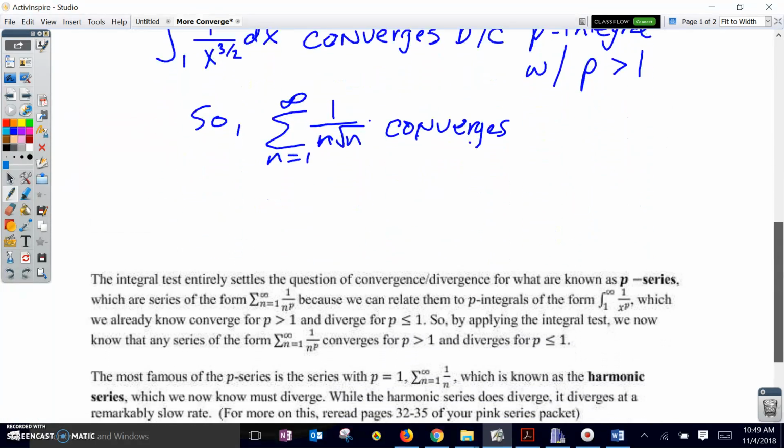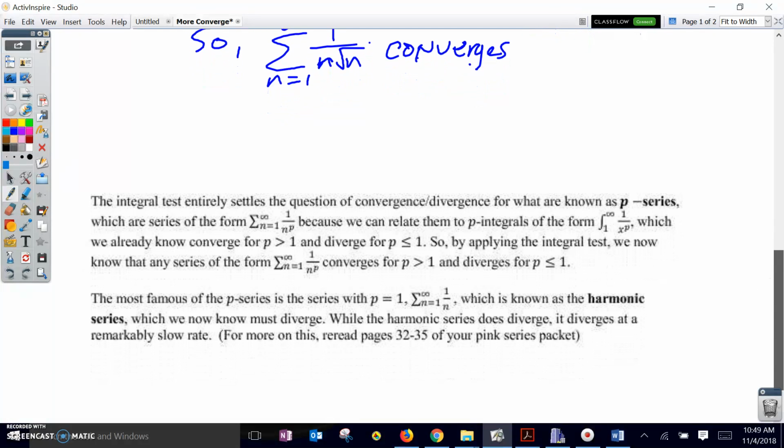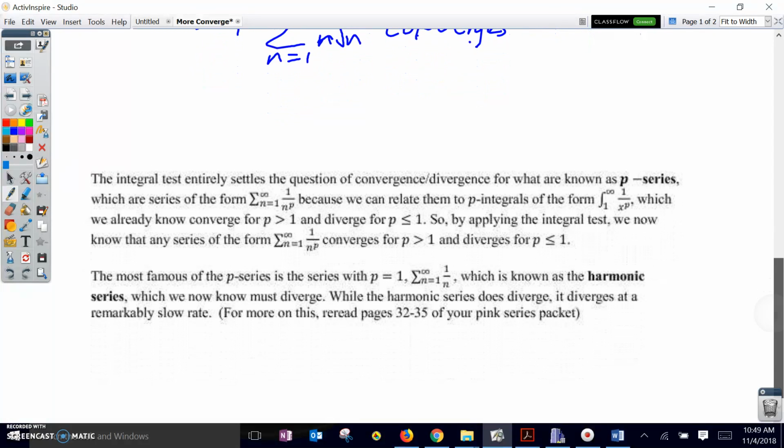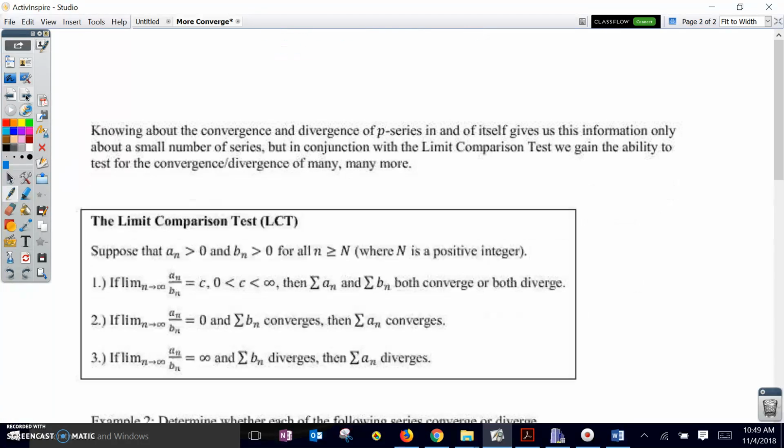There's a quick little note. This entirely determines the question of convergence or divergence for what are known as p-series. And there you go. We can find whether any p-series converges or diverges based off of what we already know about p integrals.